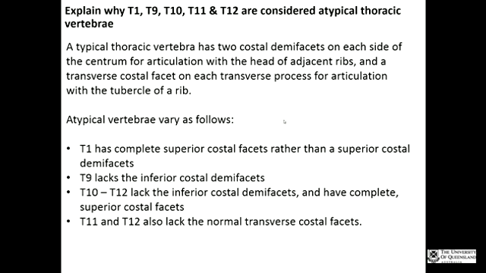So this was meant to be slightly animated, but everything's come up at once, so it gives you the answer. But explain why T1, T9, T10, 11, and 12 are considered atypical thoracic vertebrae.